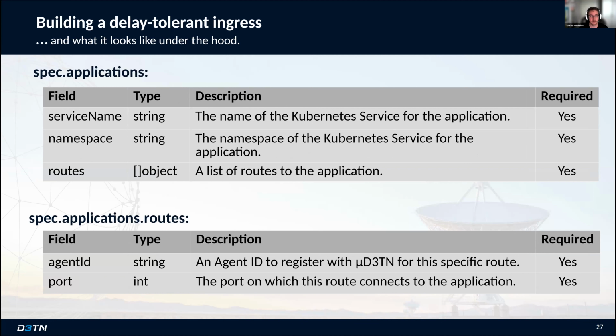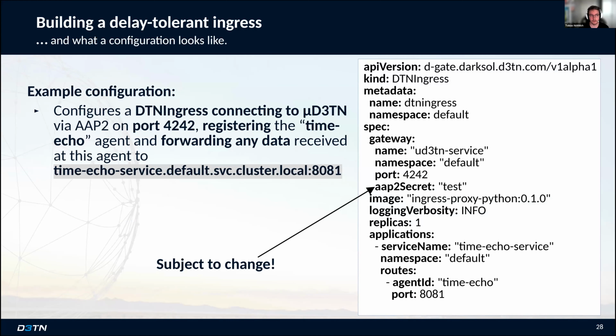Basically, the applications field consists of a service name and namespace for an application, so we can connect to this application. Then we have a routes object, which consists of an agent ID, which is a string, the agent ID that is registered with micro-DTN for this specific route, and a port, which is the port on which the route connects to the application. If we look at this in the example configuration, what we are doing here is basically spawning a DTN ingress, which connects to micro-DTN via IP on AAP2 on port 4242.